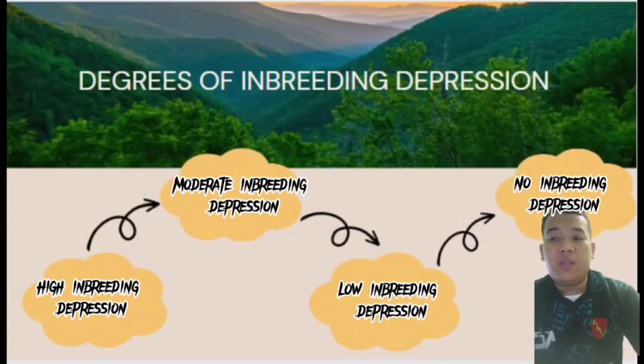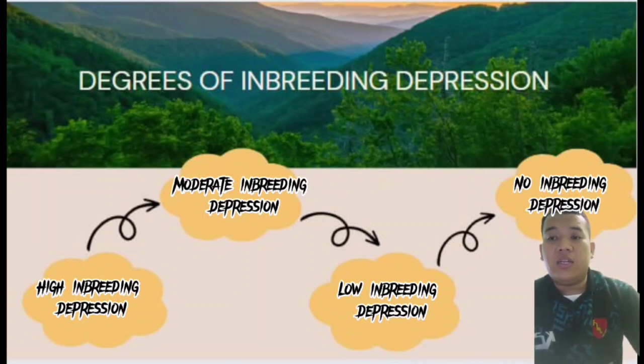Second, the degree of inbreeding depression is moderate. Moderate inbreeding depression is a decrease in fertility, as several lines produce very poor results and are lost. So with little effect, lines can be separated and maintained. Example of plant is maize.